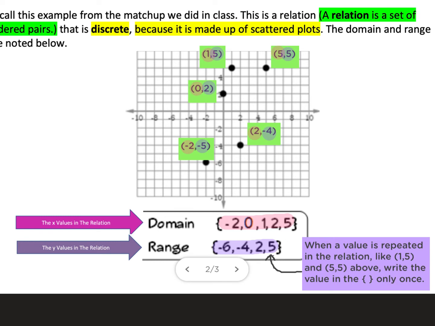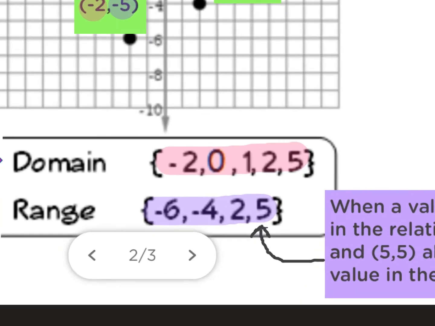The other thing you need to keep in mind is that the range is a pretty similar concept to finding the domain, except instead of your x values, the range is now going to be your y values. So I listed them, and then a key idea is spelled out right here over to the side: when you've got a value that repeats, so for example, here we have (1, 5) and (5, 5), both of those ordered pairs have a 5, but you only write that 5 once when you put it in between the braces. And the rule is actually the same for the domain too.